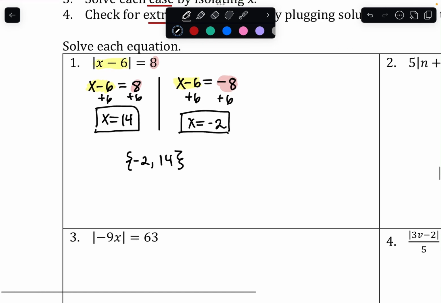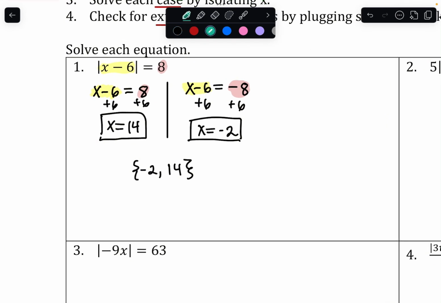And to check for extraneous solutions, you want to plug these values back in for x and make sure they actually work. So if I plug in negative 2 for x, I get absolute value of negative 8, which we know is positive 8. And then if I plug in the 14, I get 14 minus 6, which is 8 inside the bars, and we know the absolute value of 8 is also 8. So always check your answers.